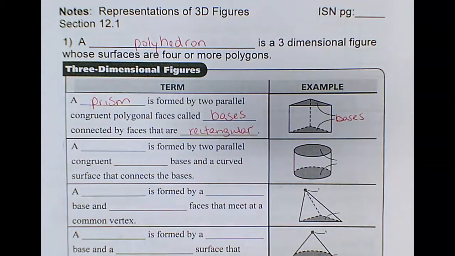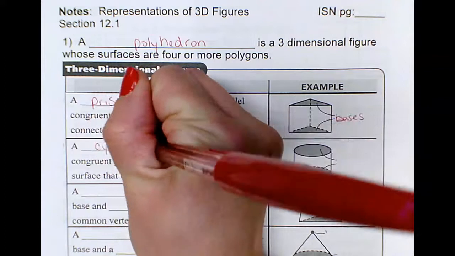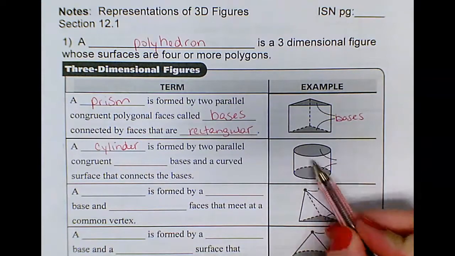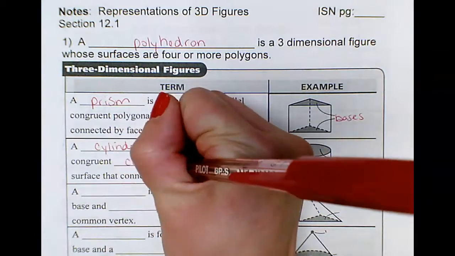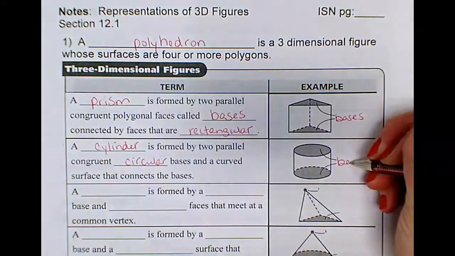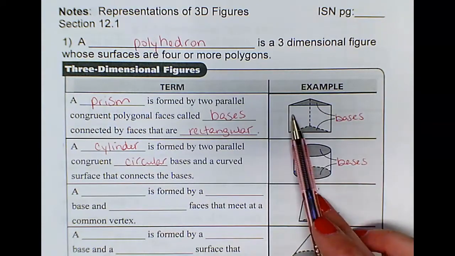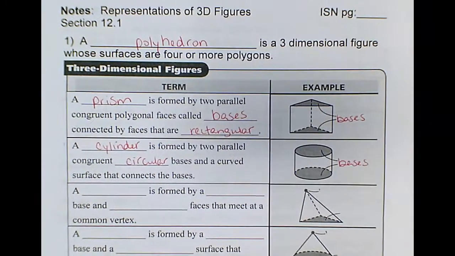The next three-dimensional figure that we want to discuss is a cylinder. A cylinder is formed by two parallel, congruent bases in the shape of circles. So circular bases. These are the bases. And a curved surface that connects the bases. So it's not connected with faces like the prism is, it's connected with this smooth curved surface. So that's a distinction of a cylinder.